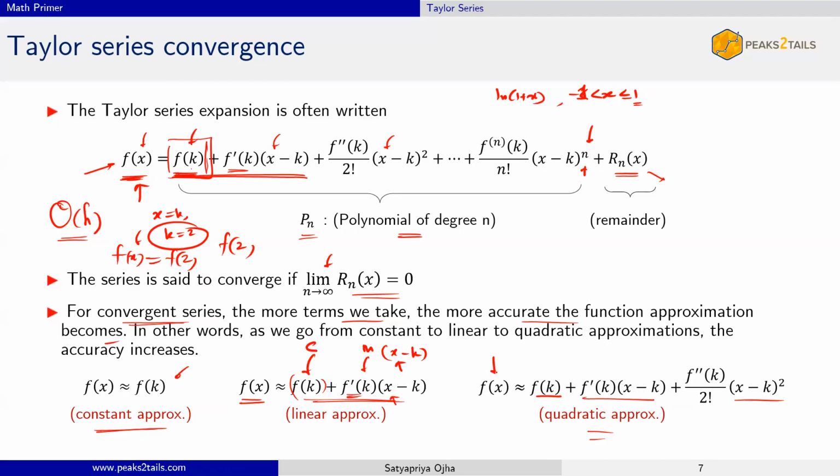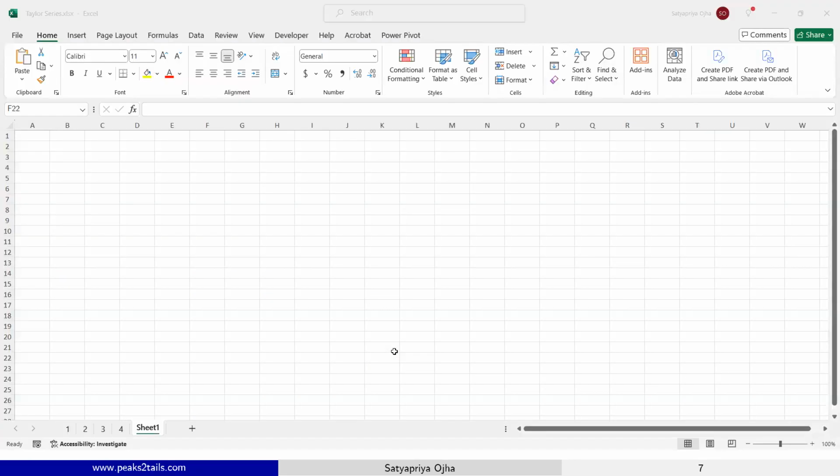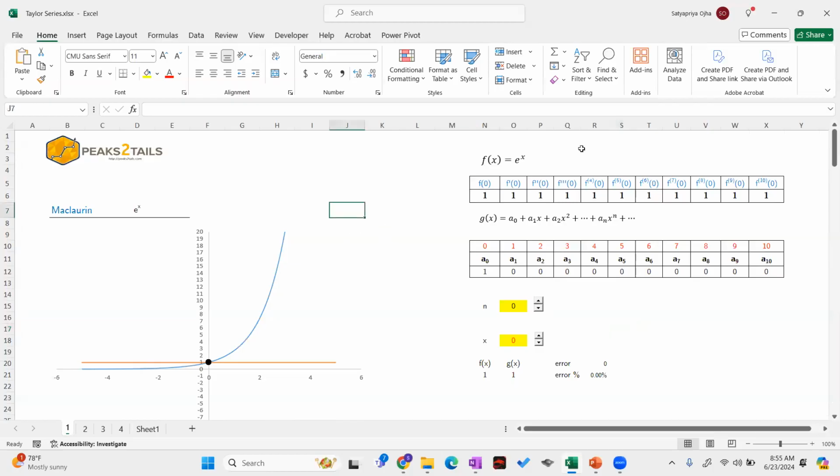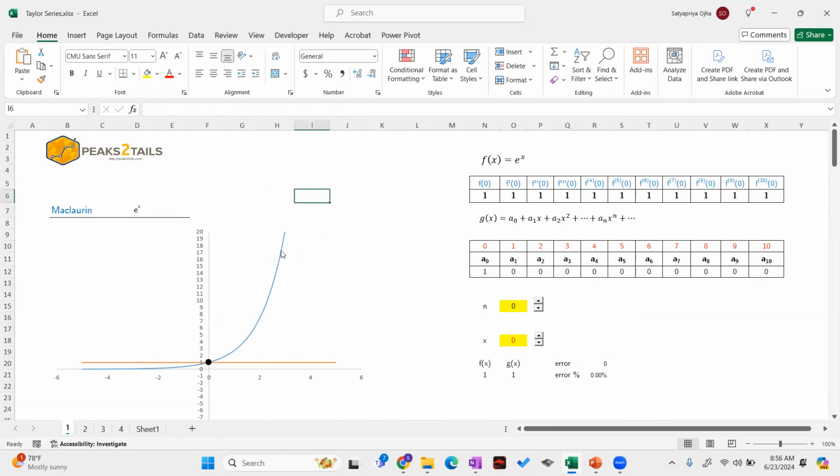Okay, now let's see this visually. What I've done here is I've taken e to the power x as my function. And this blue line is the true function, the plot of e to the power x, okay? And I am using Maclaurin series. Please remember, Maclaurin series is nothing but a special case of Taylor series where you are expanding the function at x equal to 0, okay? If you expand the function at x equal to 0, remember the expansion of e to the power x: 1 plus x plus x squared by 2 factorial plus x cubed by 3 factorial, and so on.